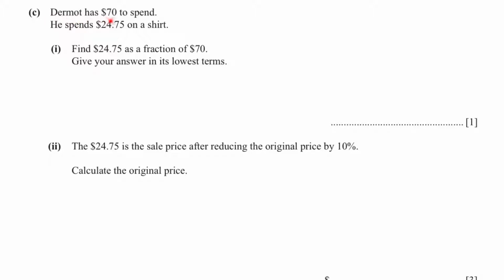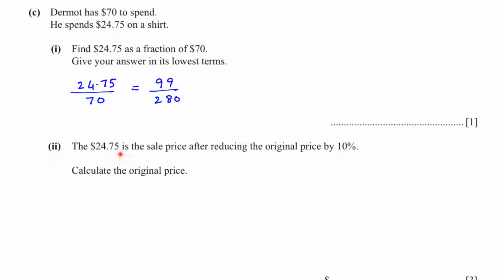Part C. Dermot has $70 to spend. He spends 24.75 on a shirt. C1. Find 24.75 as a fraction of 70. So we will write 24.75 divided by 70, or over 70. We just have to put it in the calculator and you will get the answer, 99/280. That's your lowest term.